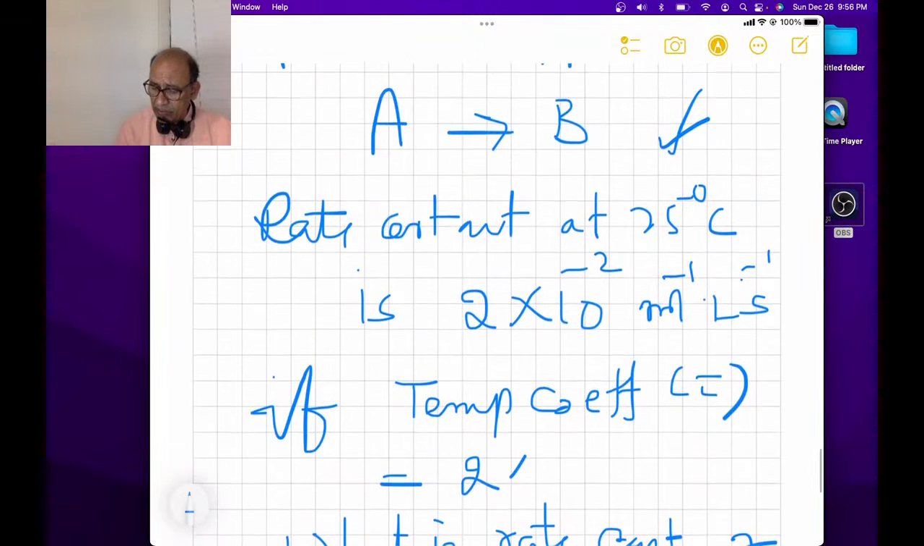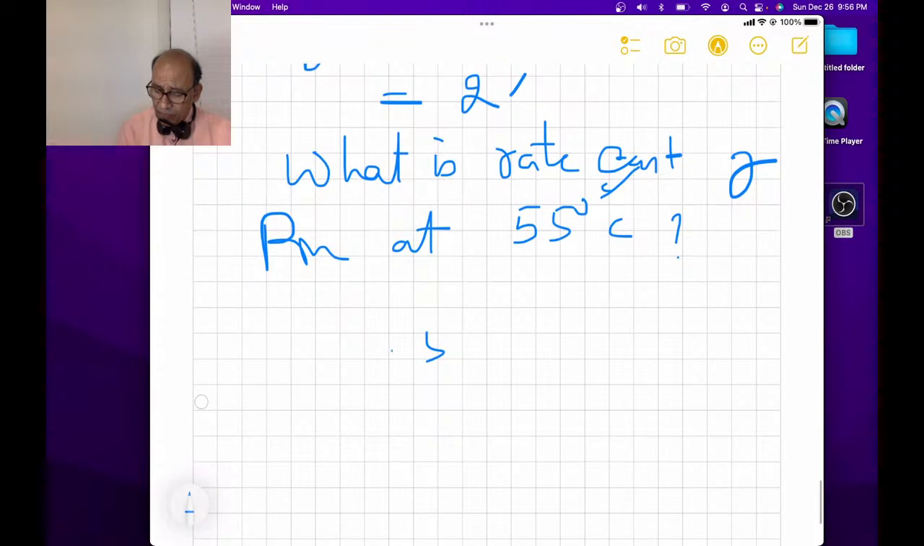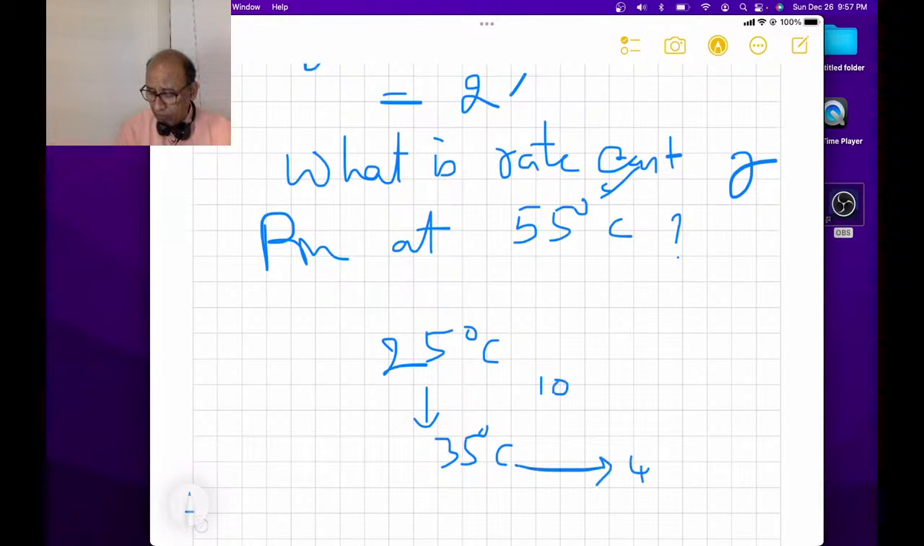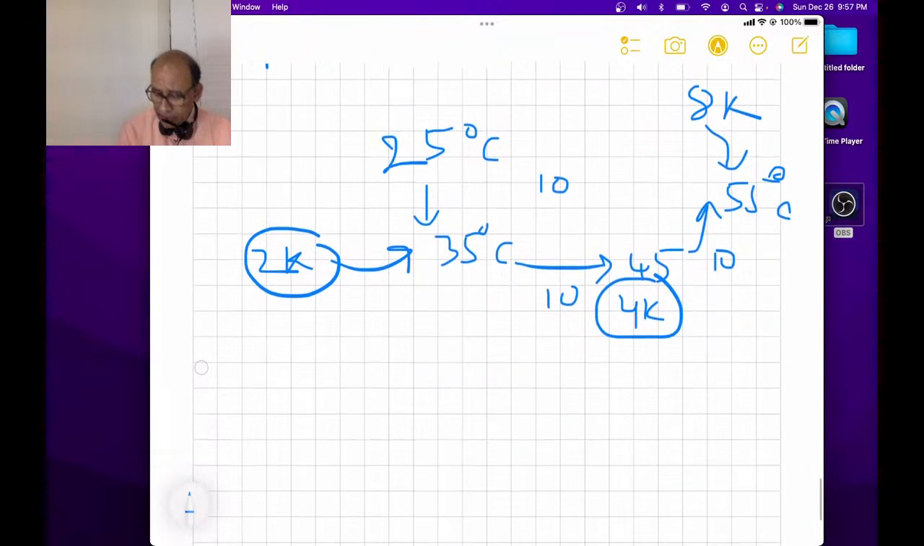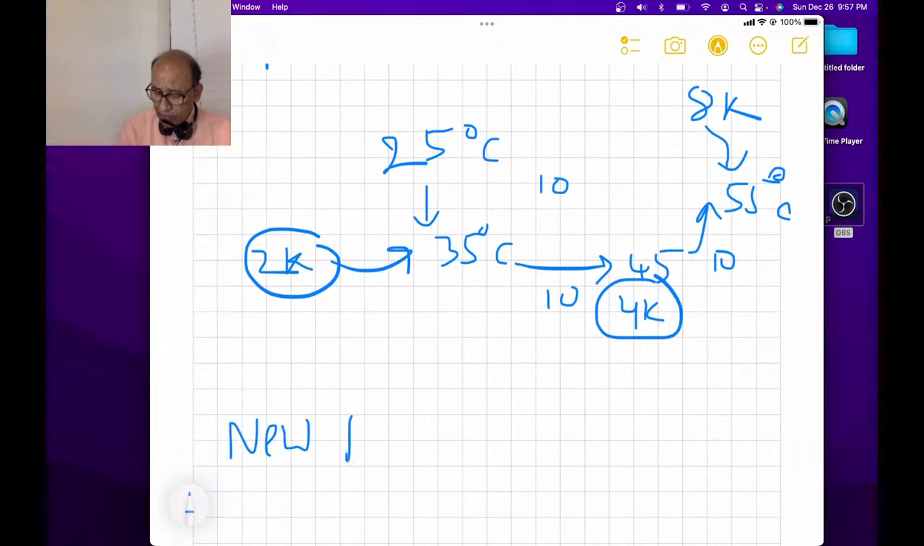So there are two methods. One method is, when you go from 25 degrees centigrade to 35 degrees, there is one rise of 10 degrees, 35 to 45, another rise of 10 degrees, 45 to 55, another rise of 10 degrees. For every 10 degrees, as you said, temperature coefficient is 2, means the rate constant will become 2K here. Again, it will become 4K here. Again, it will become 8K here. Obviously, the new rate constant will be 8 into the original value of K.